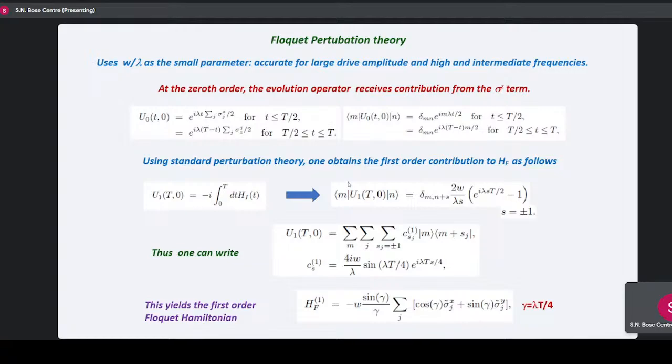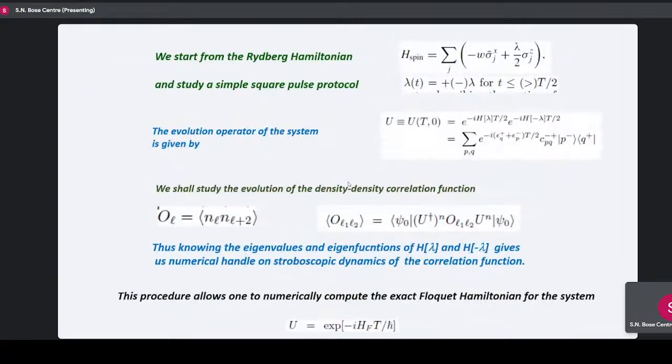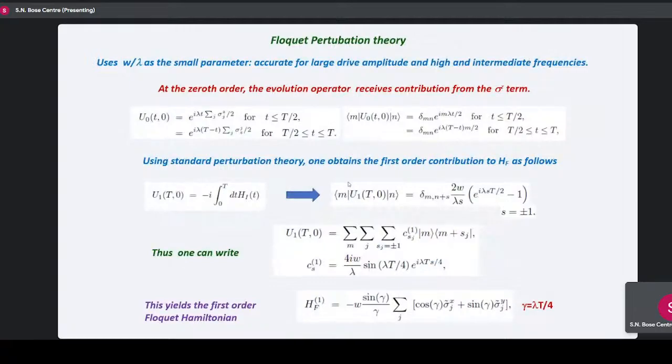Okay, so here I'm going to be in the regime where this drive amplitude is large, and where the drive frequency is either high or intermediate, but not too low. In this regime, at the 0th order, because the drive amplitude is large, I can calculate a U0, which only contains the drive term. And then the effect of the other term, which is this W, can be taken into account perturbatively. And this perturbative Floquet Hamiltonian can be exactly calculated. It's a few lines of calculation.